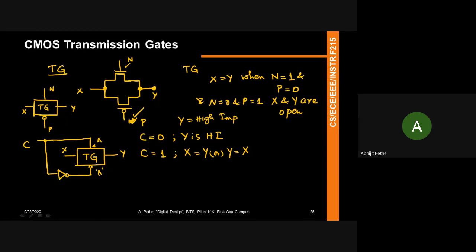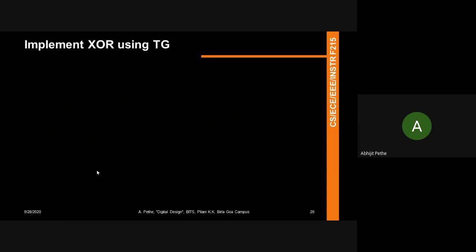Okay, I'll show you how to use a transmission gate. So let's do one example right there. I want to implement a function. I want to implement an XOR gate using transmission gates. So again, let's recall what the transmission gate looks like. A transmission gate is this. It's TG, X, Y, N, and P.